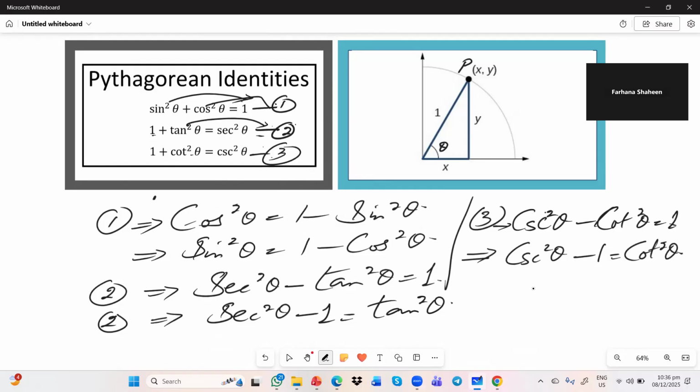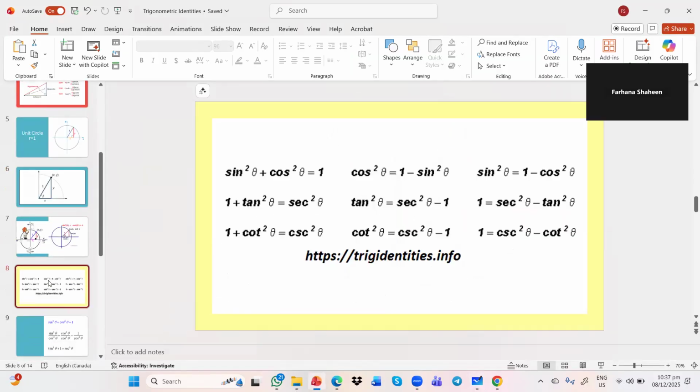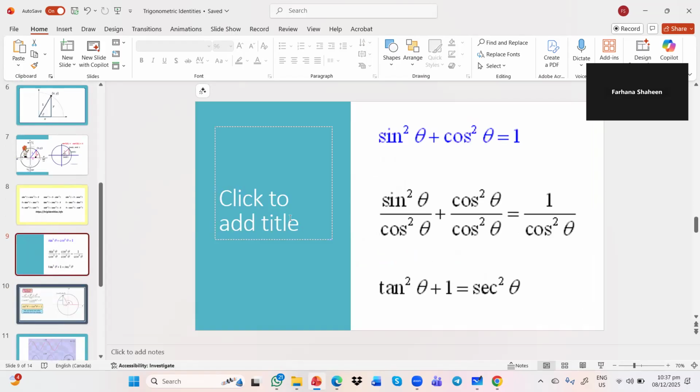So it's very difficult to remember all these 9 identities. But the best way is to begin with the first one, and you can make all these 9 according to the situation. So this is how we begin, like we discussed, and we can make many, many more.